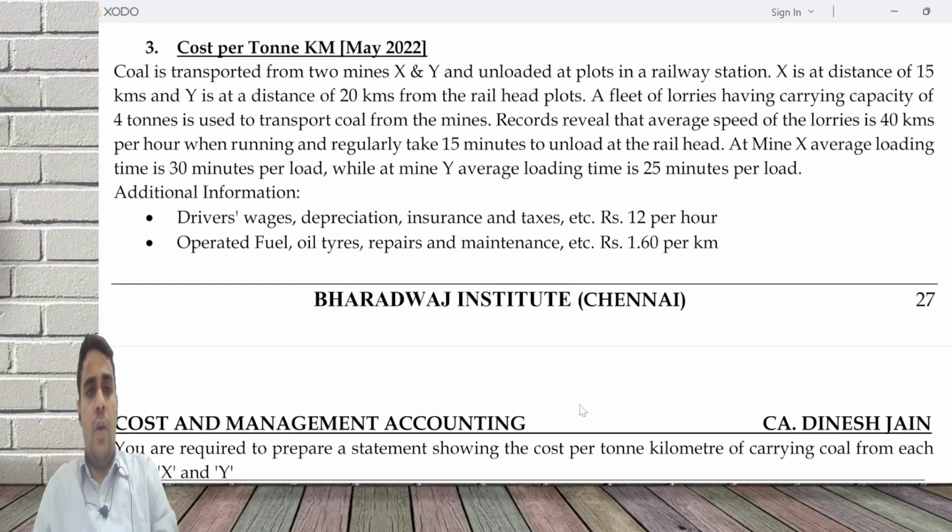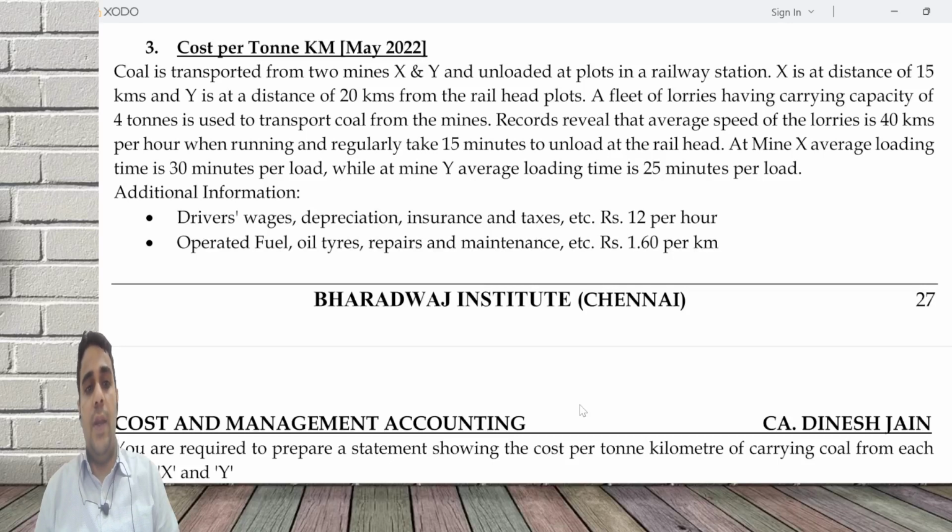Coal is transported from two mines X and Y, unloaded at plots in a railway station. X is at a distance of 15 km, Y is at a distance of 20 km. A fleet of lorries having carrying capacity of 4 tons is used to transport coal. Records reveal that the average speed of the lorry is 40 km per hour and it takes 15 minutes to unload.